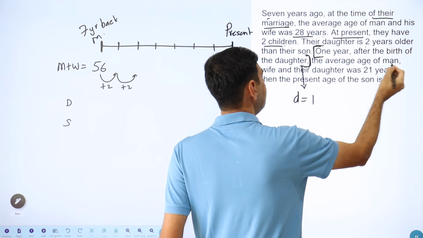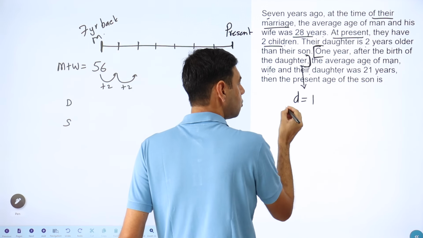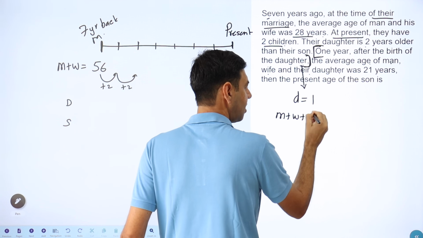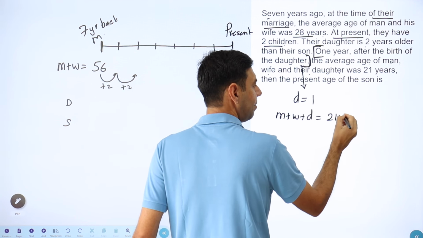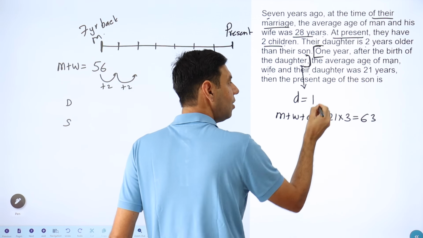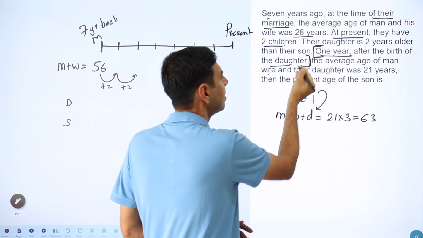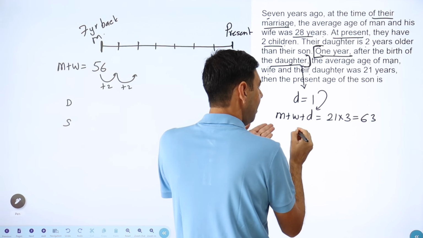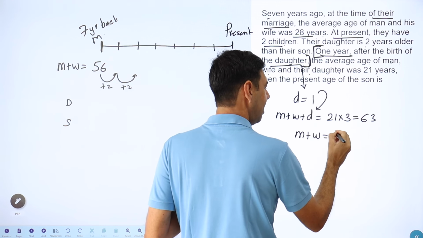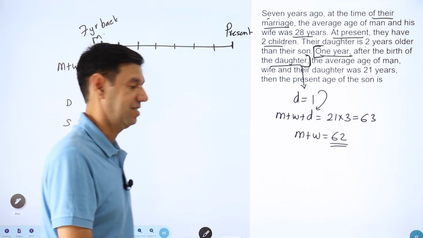The average age of man, wife and daughter was 21 years at this time frame, right? So average we convert to man plus wife plus daughter is average into number of observations, that's 3, which is 63. Okay, and from this we already know that daughter is 1 year old at this time. Why? Because it is 1 year after the birth of daughter. Now, so daughter is 1 year old. Right? A very simple thing which gets missed. So the man and woman right now at this time frame is 62 years sum.